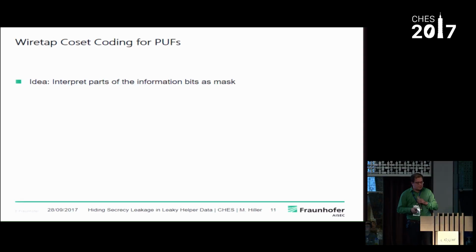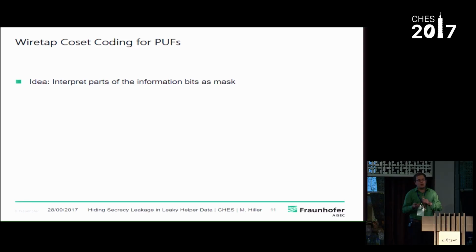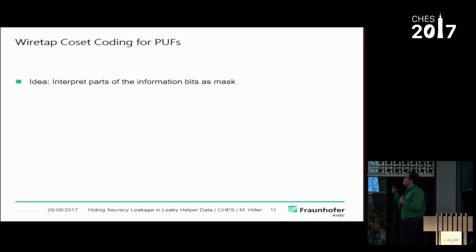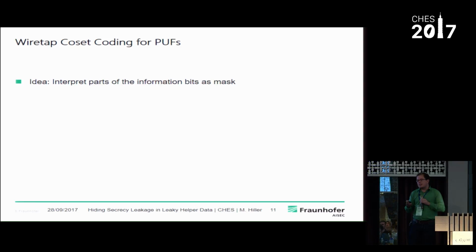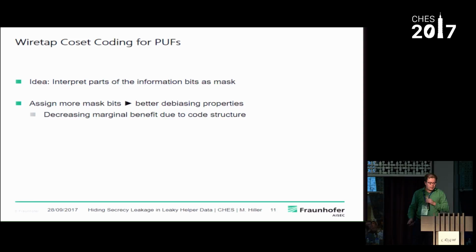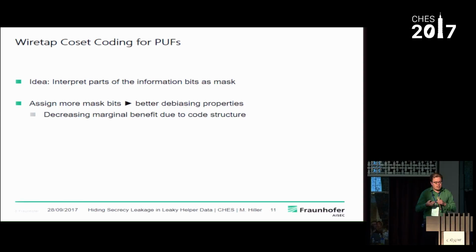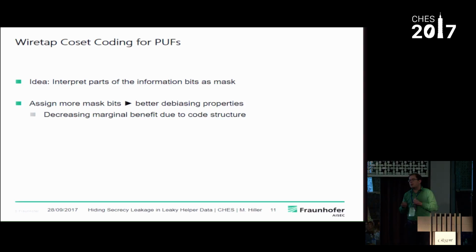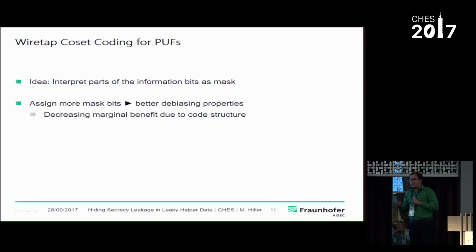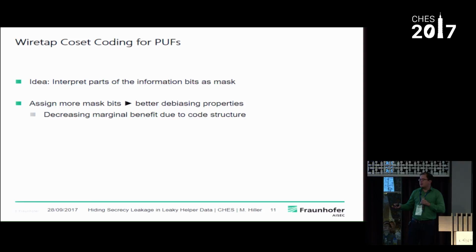And so, wiretap coset coding for PUFs. Instead of having a deterministic mapping, now we have some randomized encoding in here that allows to have part of the information as mask and only the other part as a secret. And this allows to mask. The basic principle is the more mask bits we assign, the better the debiasing. Unfortunately, depending on the code structure, we have limitations caused by the code structure. If we use the Reed-Muller codes, as in this example, we have a decreasing marginal benefit in the sense that the first mask bits have the highest effect, and then by applying more and more mask bits, the impact becomes less until we approach zero.